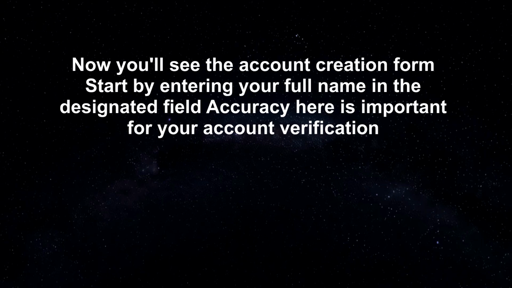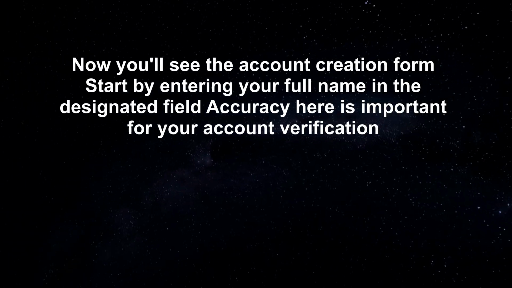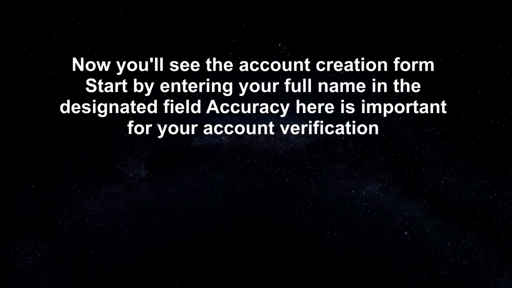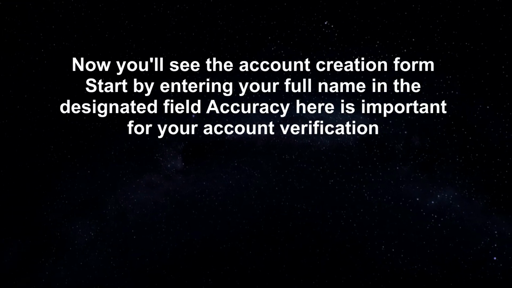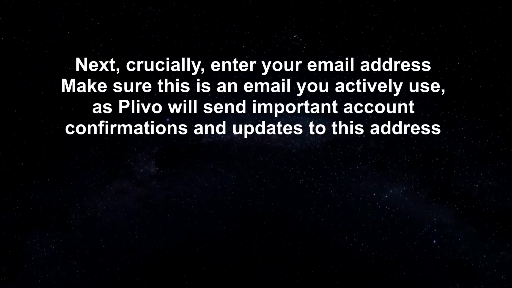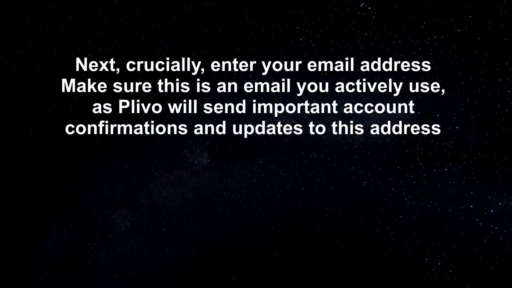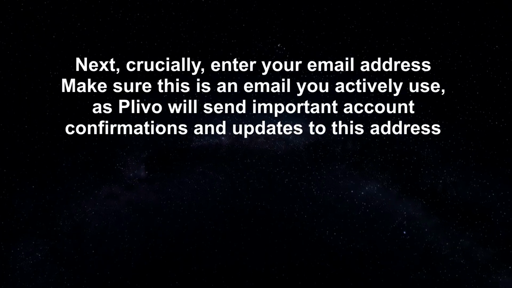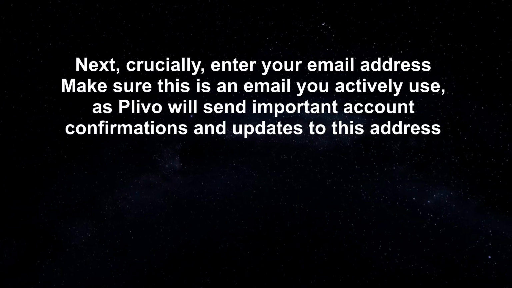Now you'll see the account creation form. Start by entering your full name in the designated field. Accuracy here is important for your account verification. Next, crucially, enter your email address. Make sure this is an email you actively use, as Plivo will send important account confirmations and updates to this address.